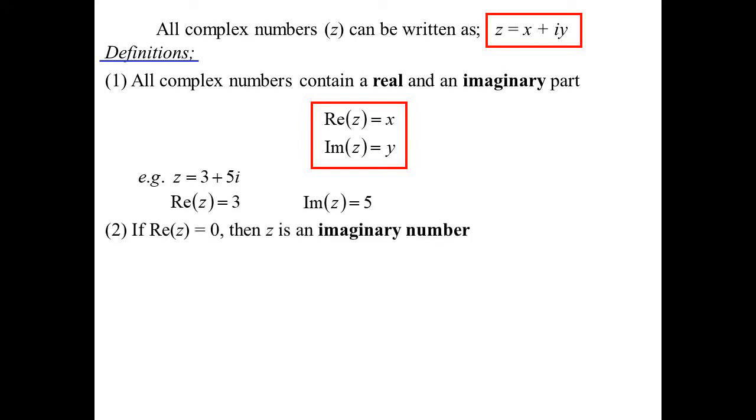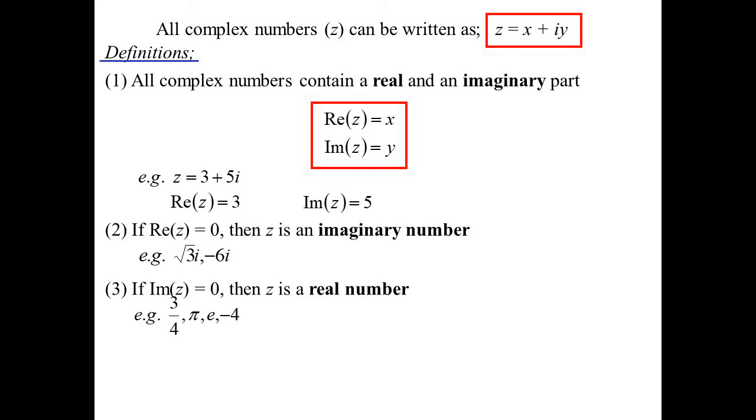Now, if the real part is equal to 0, that is an imaginary number, or sometimes called a pure imaginary number. Some examples of that: root 3 i, minus 6i, in fact anything times i. Now, if the imaginary part is equal to 0, well, that's what you've been working with your whole life. That's just a real number. Some examples of real numbers: 3/4, pi, e, negative 4.